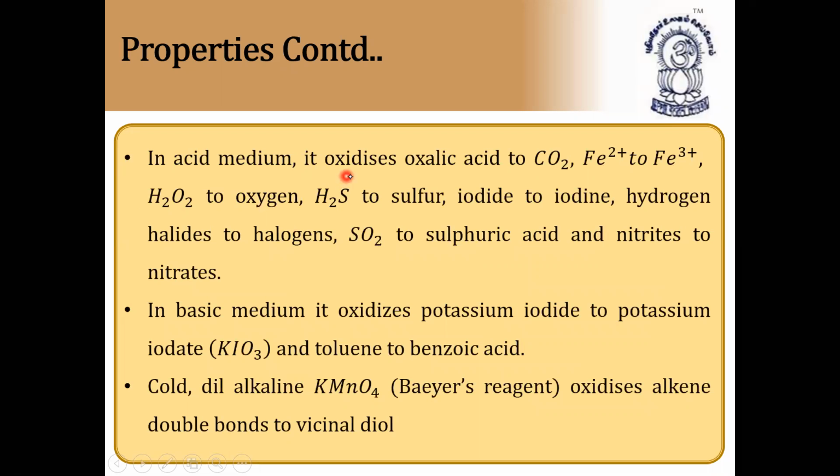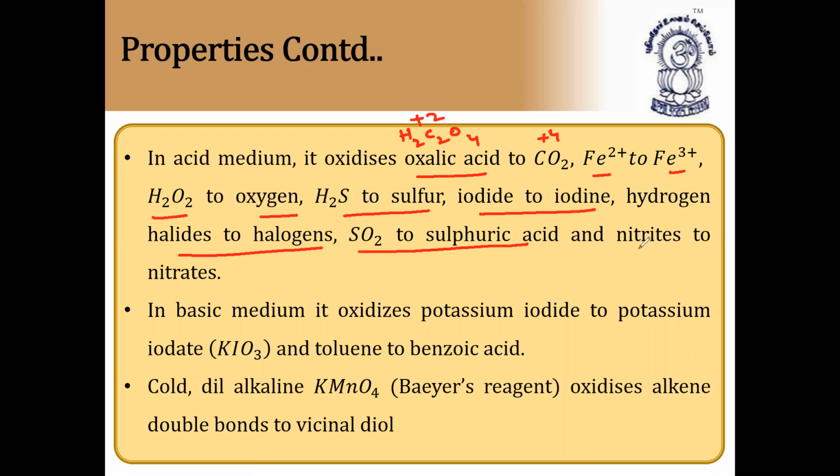In acidic medium, it oxidizes oxalic acid to carbon dioxide. Oxalic acid is H2C2O4, C2O4 2 minus. It oxidizes oxalic acid because the oxidation state of carbon is plus 3 and here it is plus 4. So it oxidizes oxalic acid to carbon dioxide, ferrous to ferric, hydrogen peroxide to oxygen, hydrogen sulfide to sulfur, iodide to iodine, hydrogen halides to halogens, sulfur dioxide to sulfuric acid, and nitrites to nitrates. All these reactions we discussed in the previous session. So please kindly note those reactions.